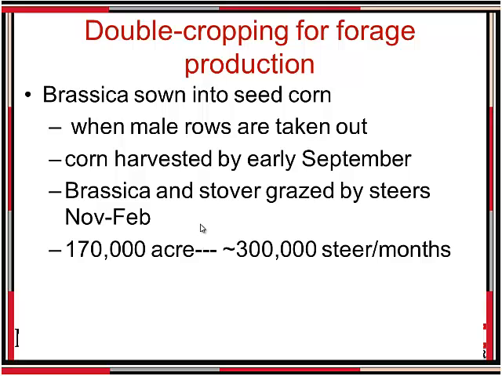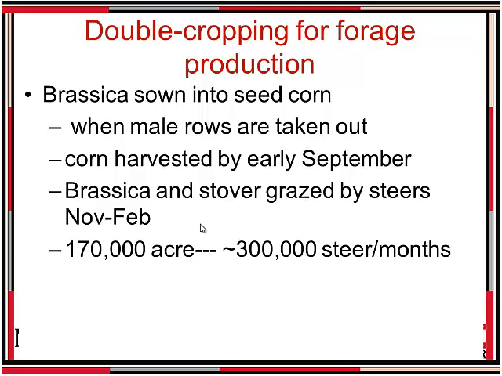Double cropping for forage production. This is something I'm very interested in, and we have some nice niches there. One is with brassica, things like turnips and radishes sown into seed corn. What some seed corn producers are doing, when they take out their male rows, generally in early August, is broadcasting turnip seed, all in one operation, with a small seeder mounted on the back.